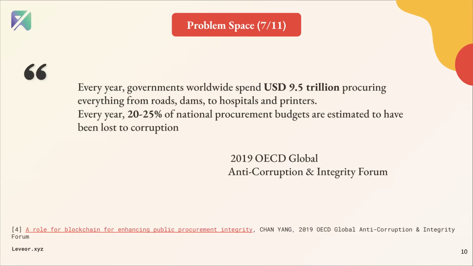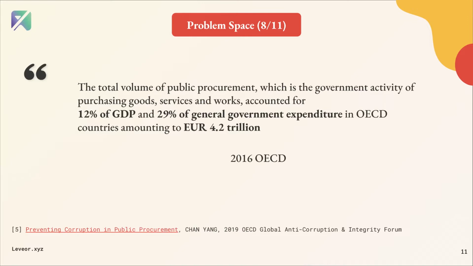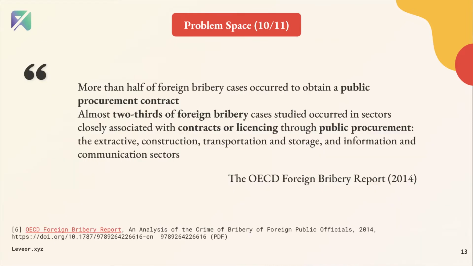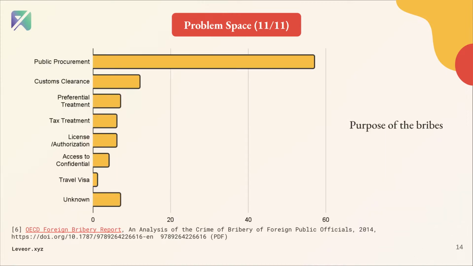Now, if we shift our focus to procurement, 9.5 trillion USD gets spent every year by governments worldwide, and 20 to 25% of national budgets get lost to corruption on average. The total volume we are talking about is close to 4.2 trillion euro. As you can see, the total volume of public procurement is 29% of the world average expenses, and that too in 2013. On transparency, the OECD Foreign Bribery Report doesn't look hopeful either. More than half of all bribery is related to procurement contracts. This is the analysis backing the statistics I just shared.